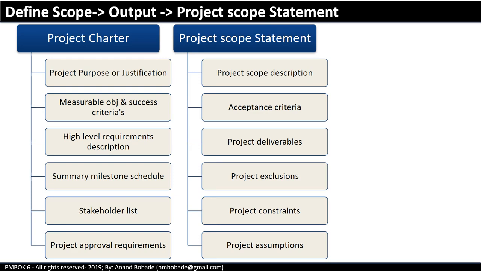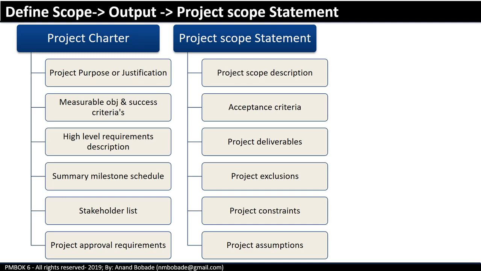Please note that some elements of the project charter look similar to project scope statement. So a lot of time students get confused. But understand those elements which are similar are at higher or general level in the project charter. For example, project purpose or justification inside project charter is at very high level. Now, similar information will be elaborated inside a project scope statement in the form of project scope description.